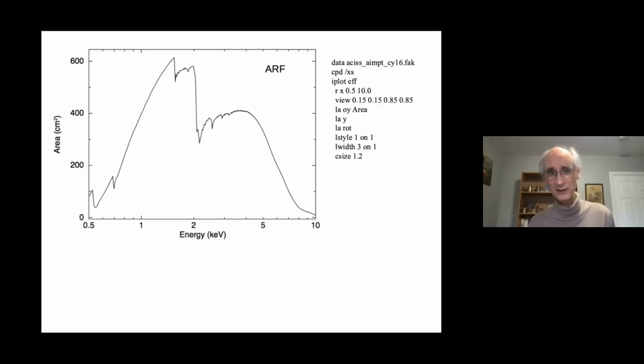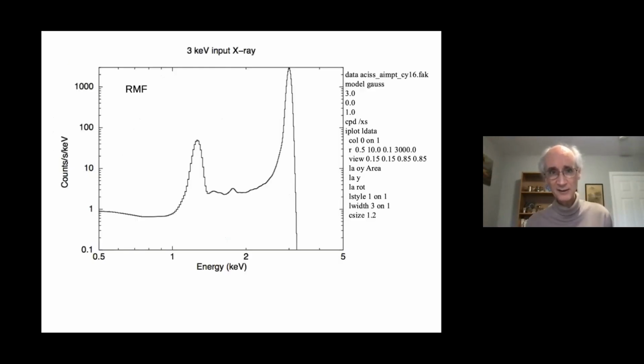And then there are usually features due to, in this case, it's a CCD, so you've got silicon in the detector producing features, and then features due to the mirror, which is iridium in this case. And then this is sort of an example of what the response looks like. This is for a 3 keV input X-ray.